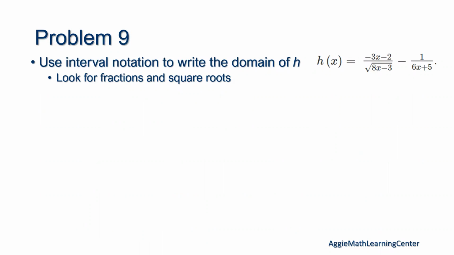Remember what we just talked about? Domains, what we can't include. Okay, so this says to use interval notation to write the domain of H. And when it says write the domain of H, what it's saying is write the largest possible domain. What are all of the x's that you could possibly stick in this thing and get out a real number? That is what you're asking.